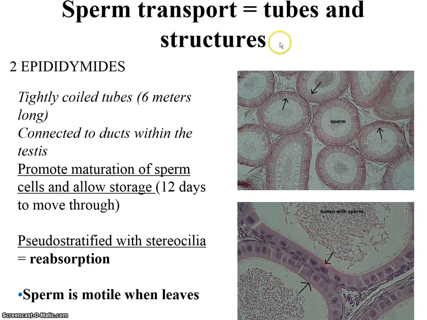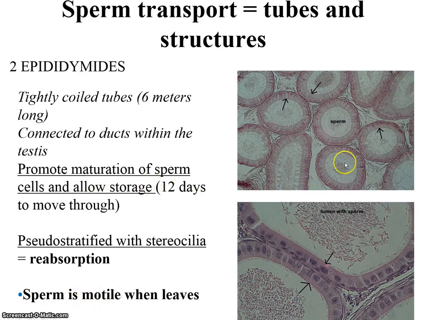Sperm transport is through these tubes. So after we get the sperm, the chromosome number correct and the shape correct, then we're just really moving them on. And sperm are constantly forming in the male, and as such, they're always getting pushed through the tubes. So there are 2 epididymids, so they're paired, epididymides, and so singular epididymis, and these are highly coiled within the scrotum, but outside the testis, and they help the maturation of the sperm. So it generally takes about 12 days to move through.